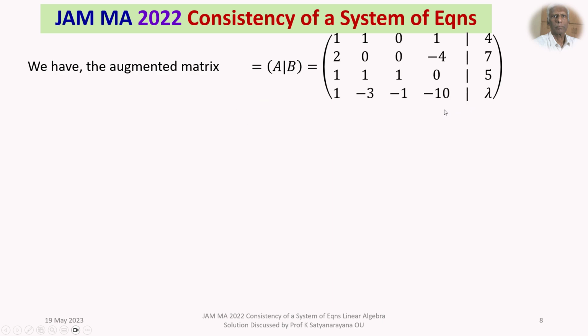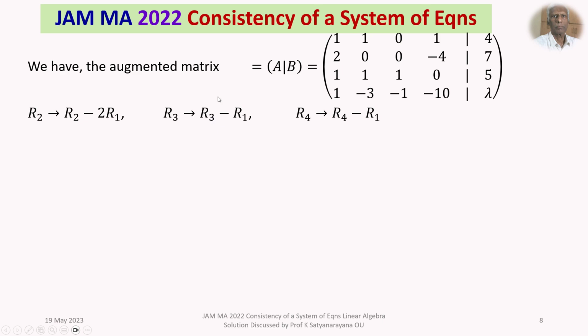Now, what is our goal? Our goal is to reduce this into an echelon form. To do so, we apply elementary row operations on this and bring it into a row reduced echelon form. Now, we make these operations. R2 becomes R2 minus 2 times R1.